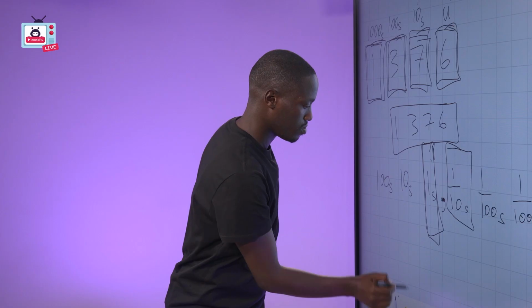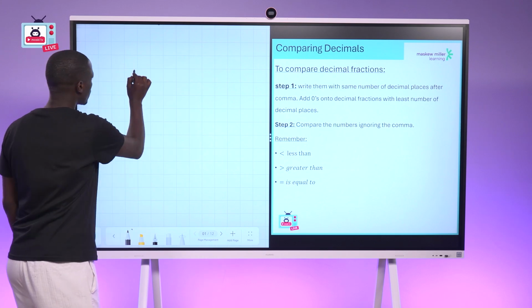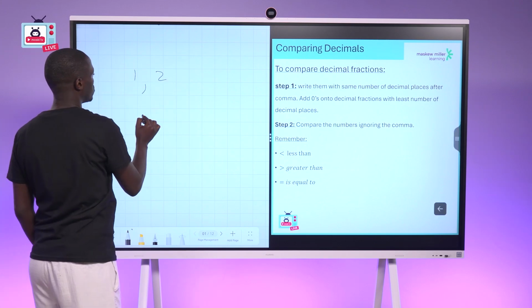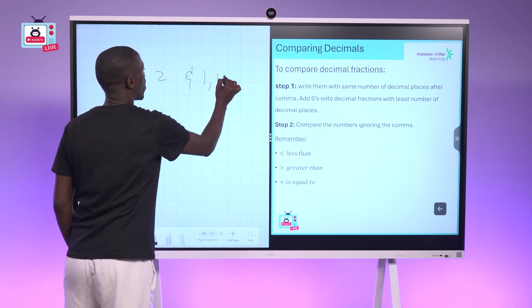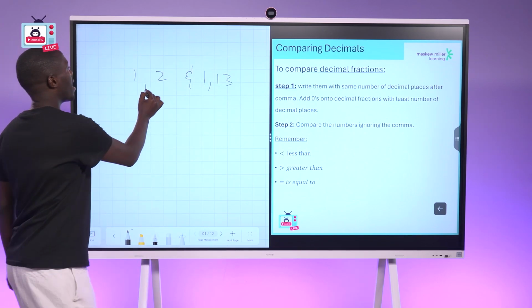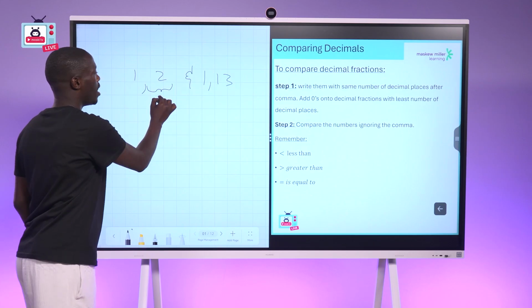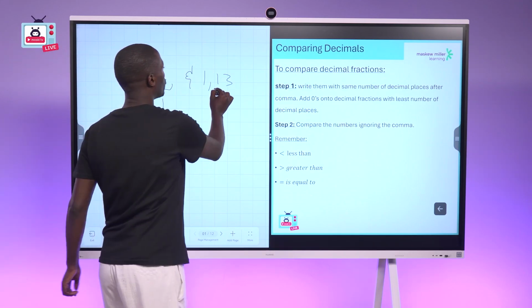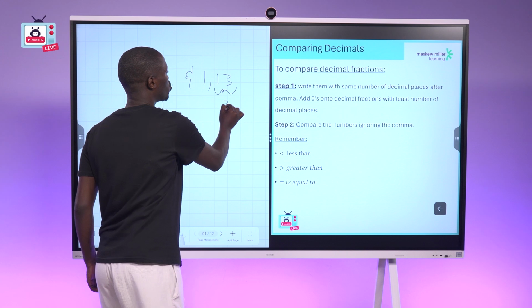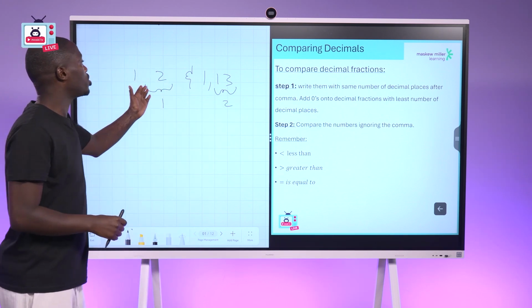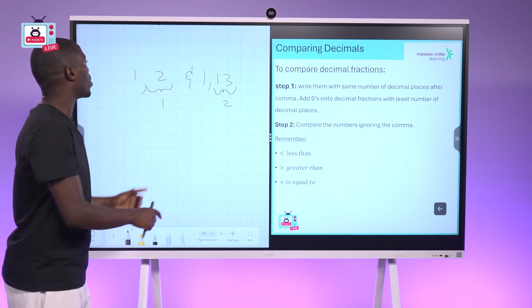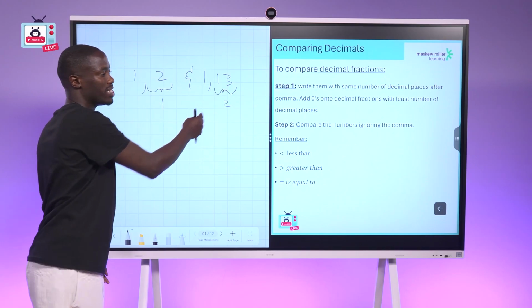The first step is to write them with the same number of decimal places after the comma. That means if I have 1,2 and 1,13, here I have how many decimal places? I have 1. And then here I have how many decimal places? I have 2 decimal places. So in order for me to compare these two numbers, I need to have the same number of decimal places.